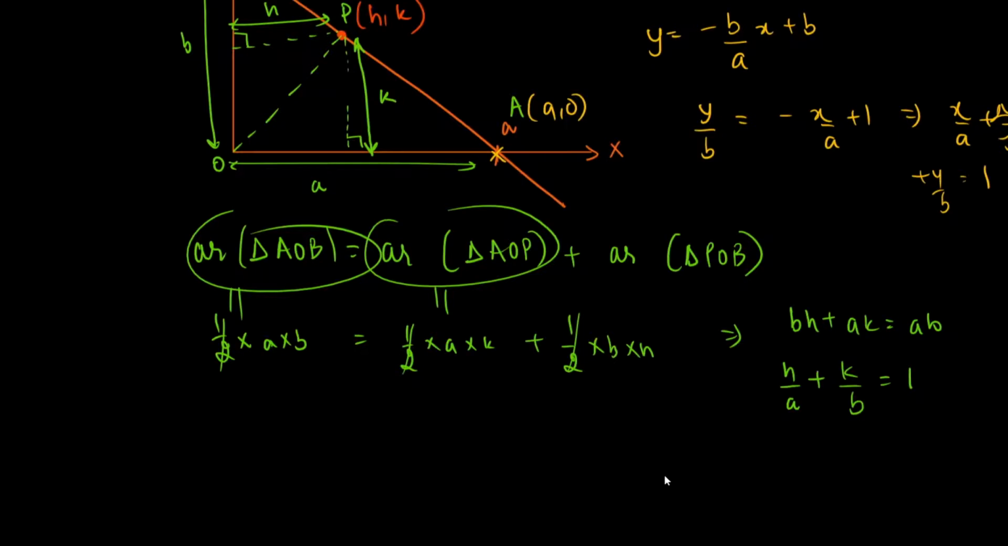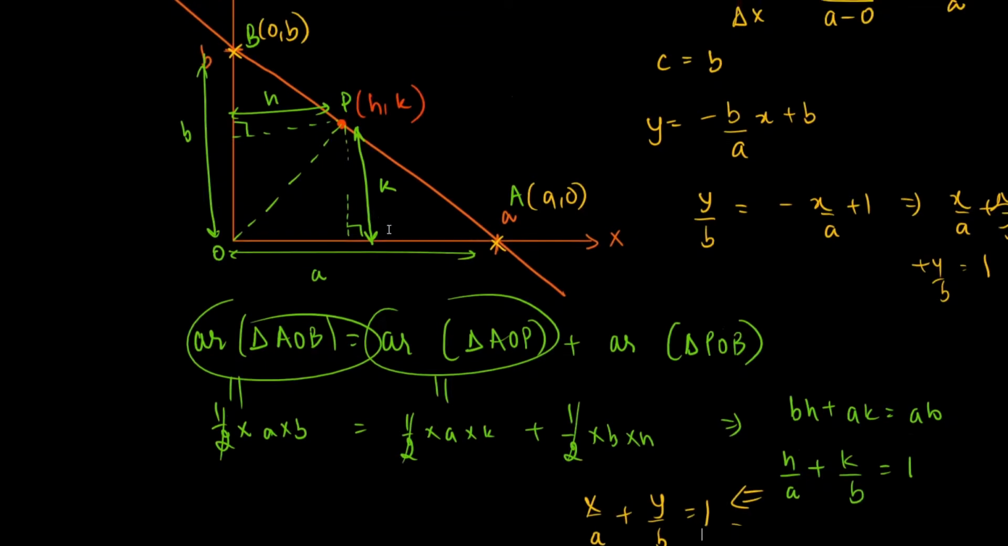Now, h and k can stand for any point. So in typical locus fashion, the equation of the straight line is x over a plus y over b equals 1. So that's another method. Let's look at one really quickly that's based on the similarity of two triangles. So let's take these two triangles.